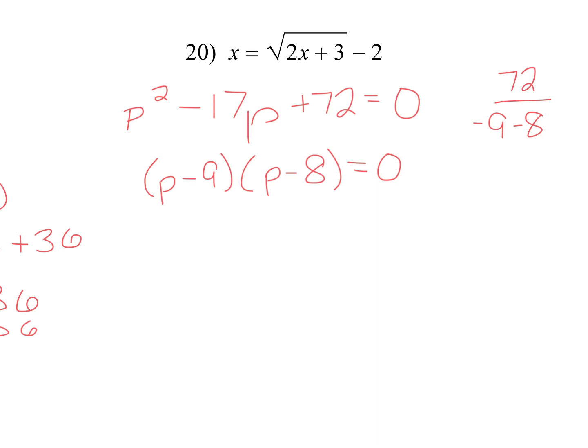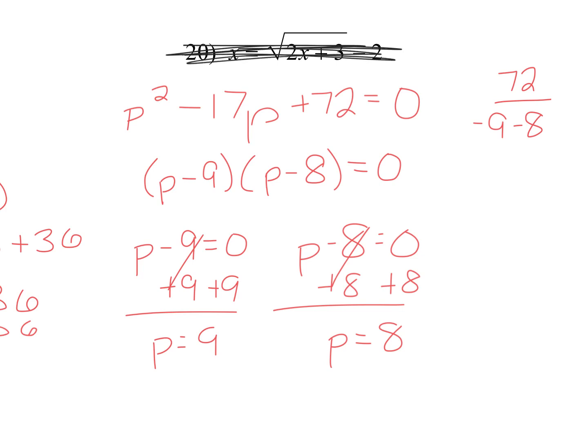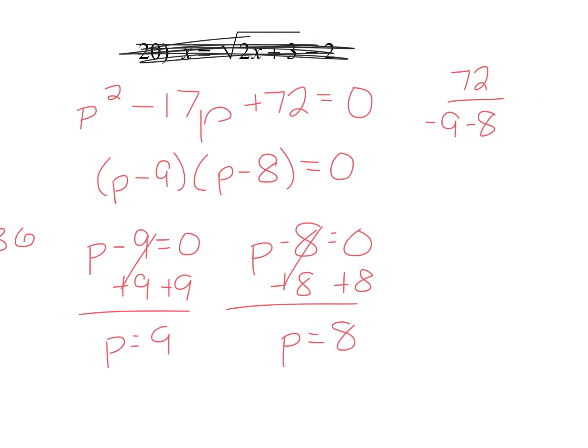Next, treat them as their own. P minus 9 equals 0. P minus 8 equals 0. And then solve both of those separately. Add 9. So we have p equals 9 and p equals 8. Okay, are we done? No, we got one more step. We got to make sure they work. Okay, so we got to plug each of those in separately.